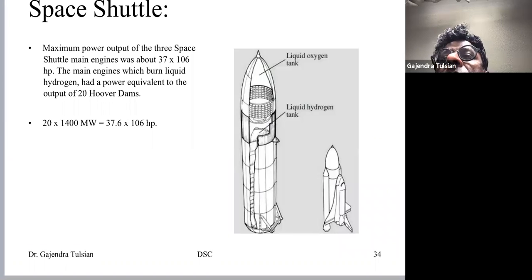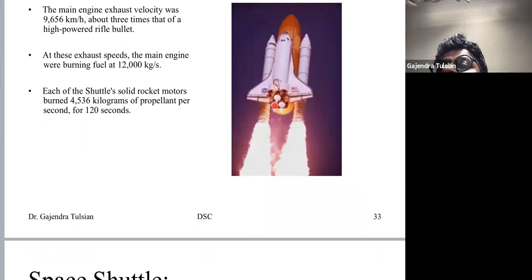Now the maximum power output of the space shuttle's 3 main engines, which burned liquid hydrogen, had a power equivalent of 20 Hoover dams. A Hoover dam running at full power can run 1 million homes, so those shuttle engines could run 20 million homes. So it was 40 million horsepower. And that's just the main engines. These 3 main engines that burned for 8 minutes had 40 million horsepower.